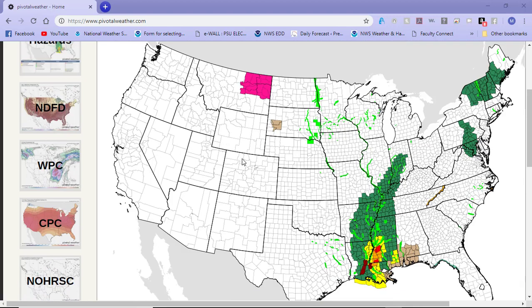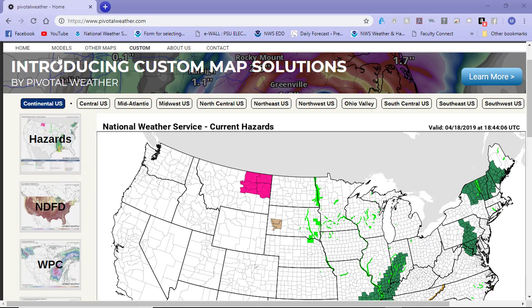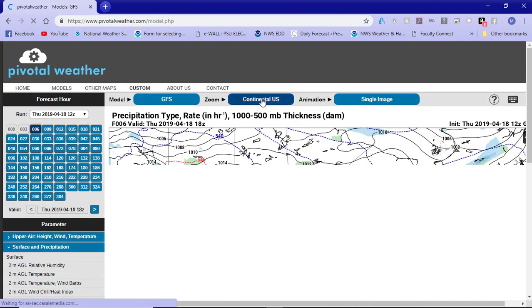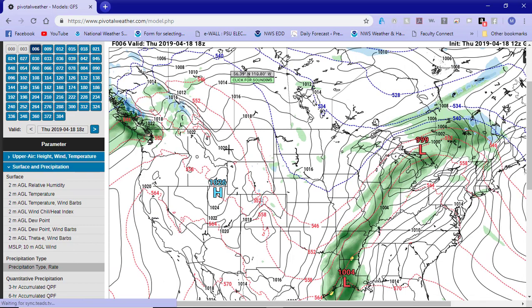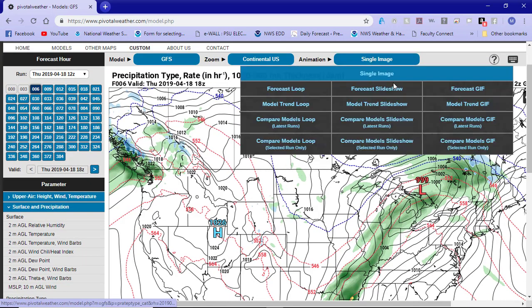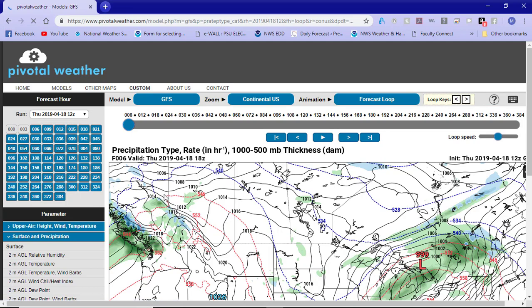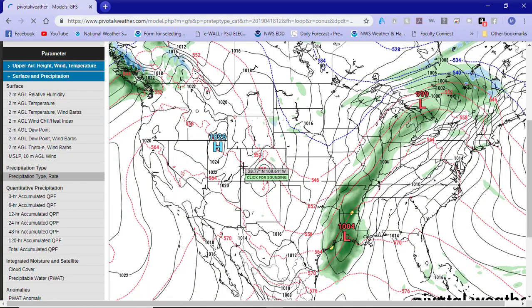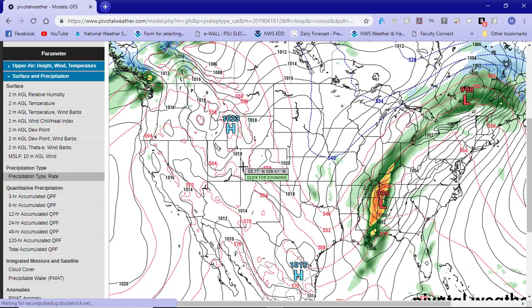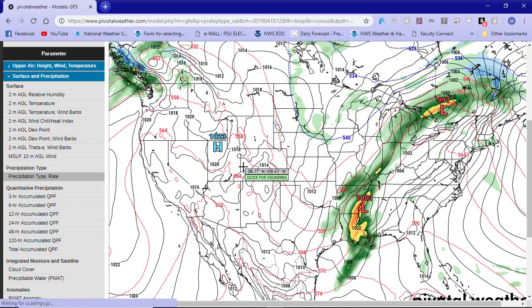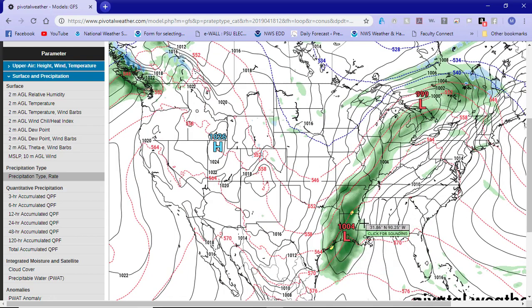To look at that in more detail, I'm going to click on models, and I'm going to start off with the continental United States just to see what's going on. I'm going to do the forecast loop here, and I'm going to use my greater than, less than arrow keys to move. What I see here is an area of low pressure, quite strong and pretty well developed. We have a pretty good area of circulation here, a 1001 millibar low. You can see it is this area of low pressure that is moving through the Gulf Coast.